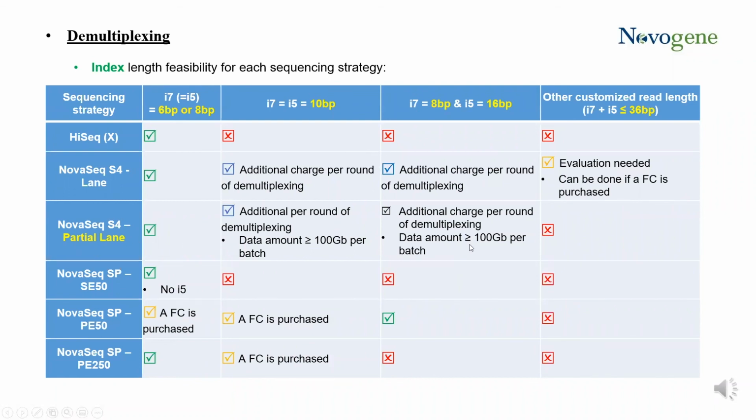The same limitation will apply to the partial lane. We can do it to an extent, but if you want greater than 36 base pairs, we cannot offer that on our partial lane service. It has to go through a full flow cell. The SP flow cell has a little bit less accommodating ability. Here with just the single end 50, that is just reading the I7. And then with the PE 250, we can accommodate the I7 or I5 at 6 or 8 base pairs. If you want to do 10, a full flow cell is needed because we have to spread that out across the flow cell.